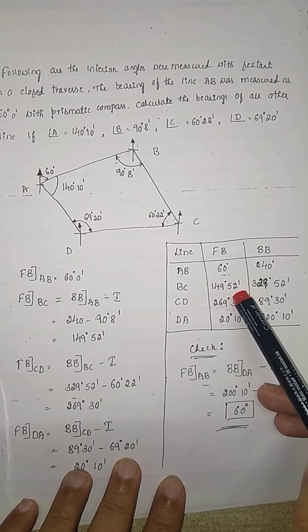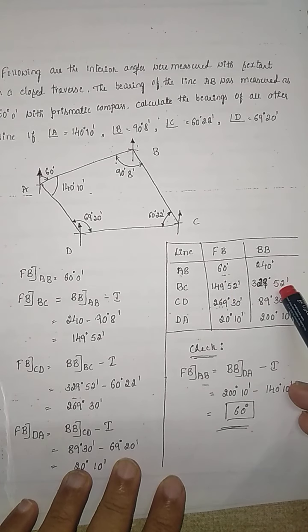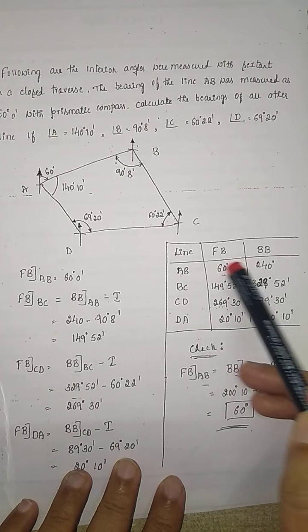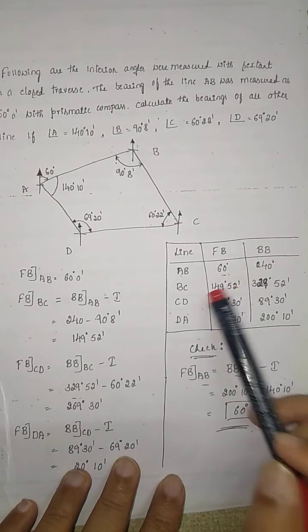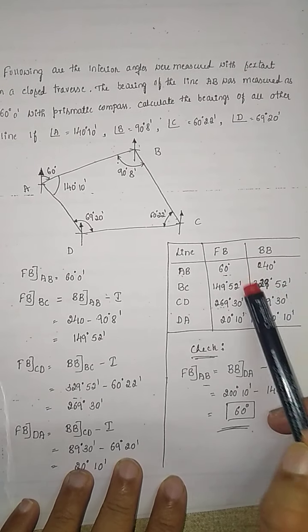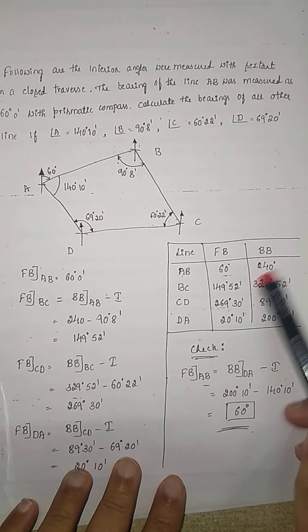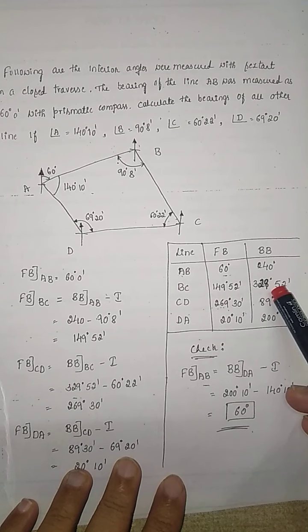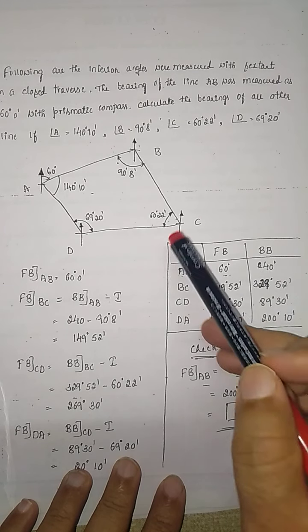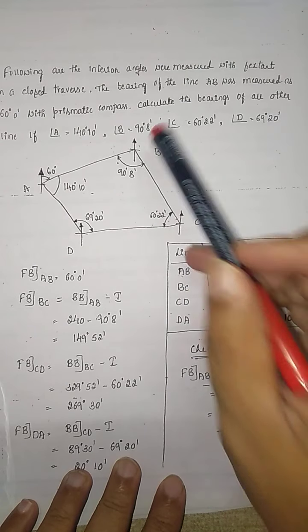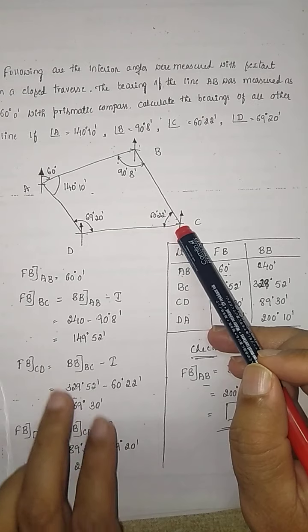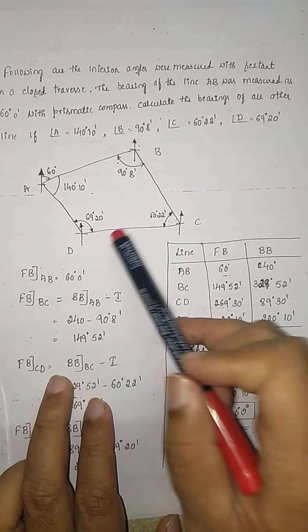Again, you need to find out the back bearing of this. Since this is known, you can find the back bearing by adding 180 degrees, and you are going to get 329 degrees 52 minutes. Now the back bearing of the line BC is known. So what are you going to find out now? The fore bearing of the line CD. How are you going to find it?